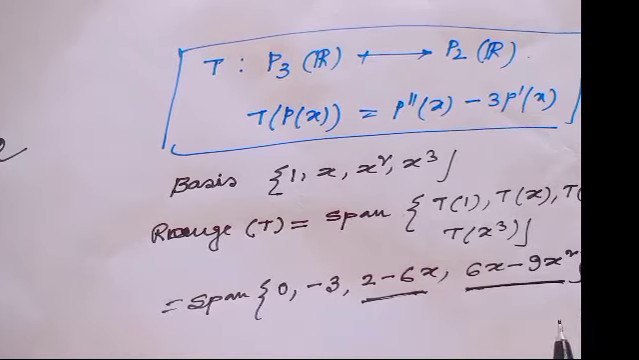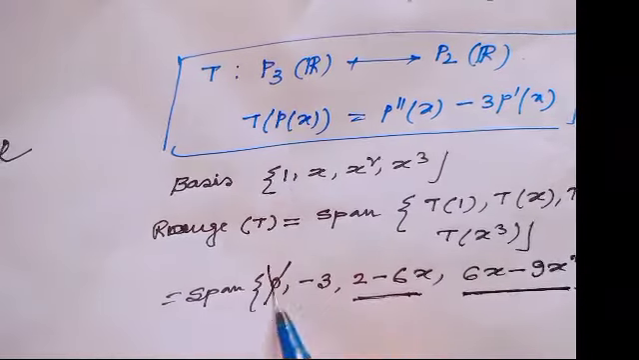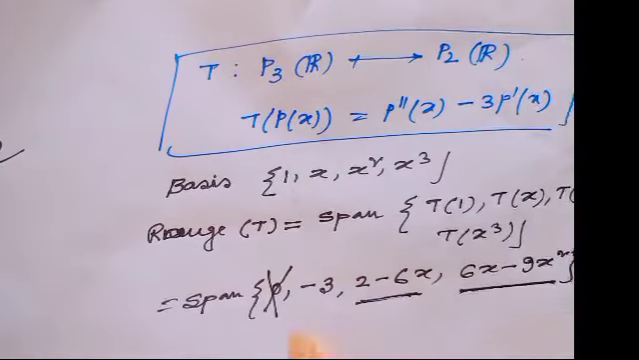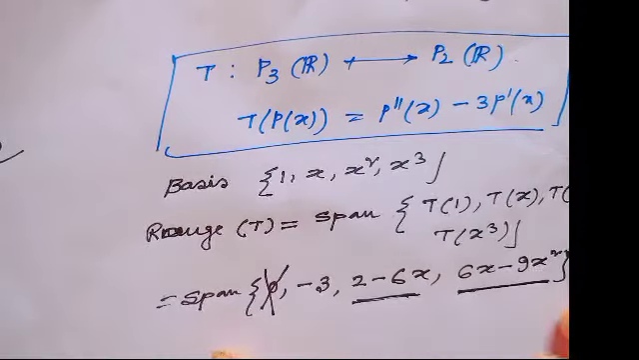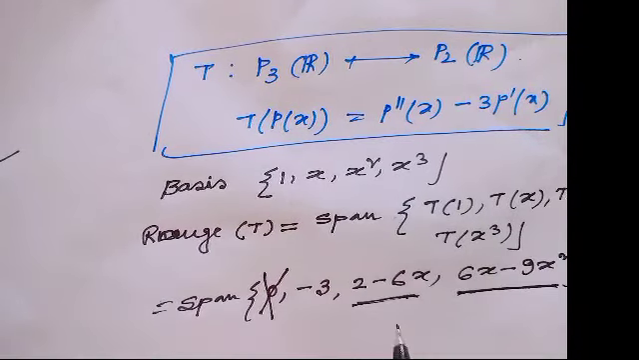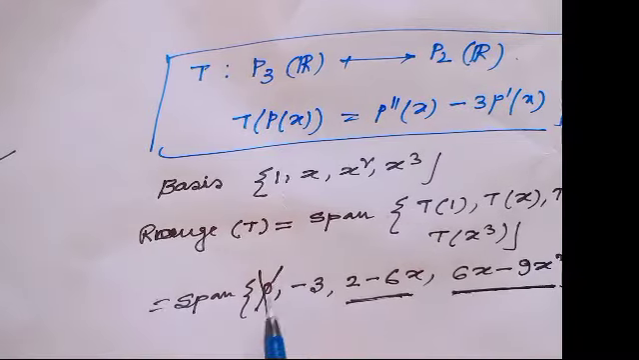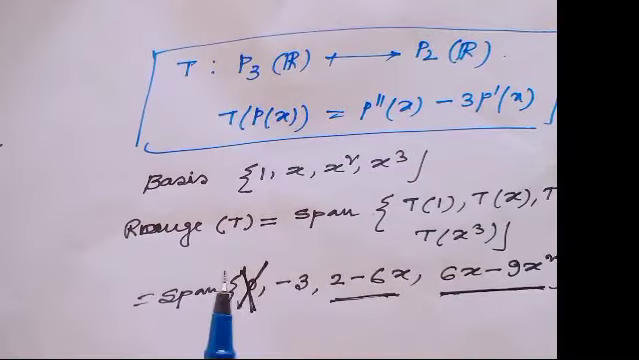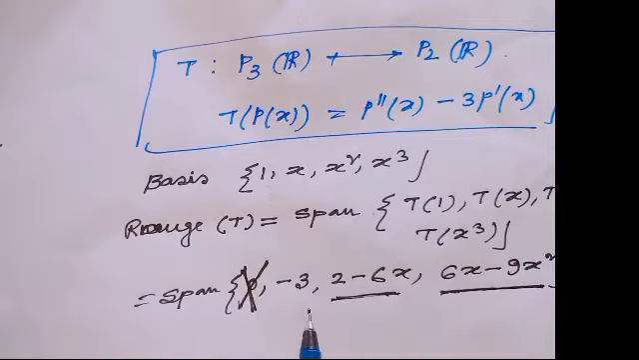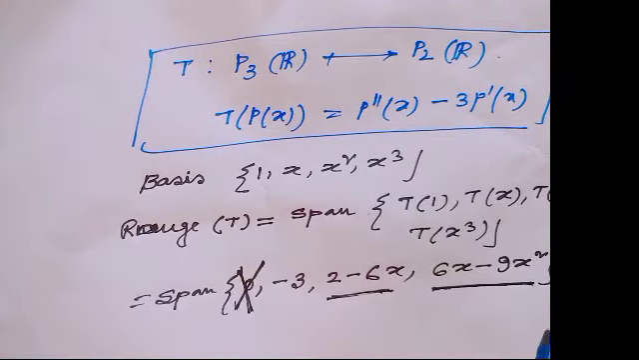Here notice, 0 cannot be counted because this is the span of these vectors. That means this is a linear combination of these vectors, and when the coefficient is 0, obviously this would be 0, so 0 would be omitted. Therefore the range of T would be the span of -3, 2 - 6x and 6x - 9x².